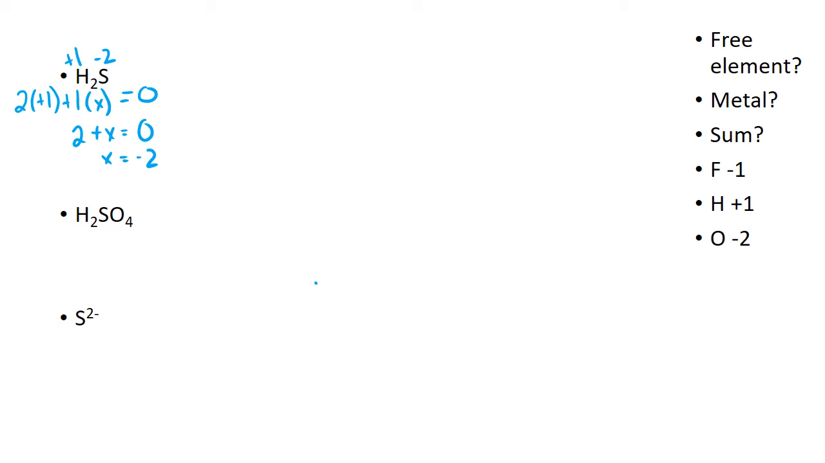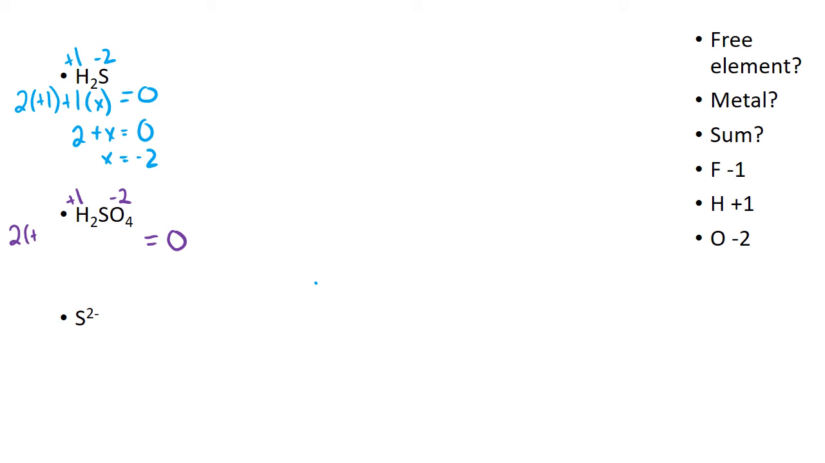Next one, this is sulfuric acid, H2SO4. Now on this one, we have a multitude of different elements here. There's 3 in there. So let's go through. Well, free element, no. Metal, no. When I add them together, well, they're going to equal 0. I know hydrogen likes to be a +1. I know oxygen likes to be a -2.